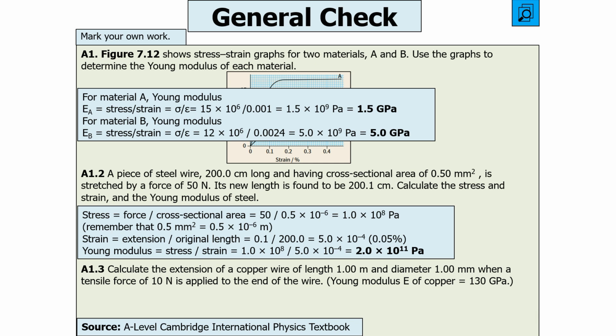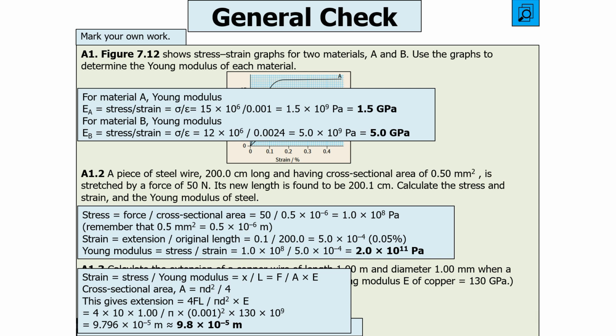We know strain is extension over the original length. So the extension is going to be 0.1 because it's going from 200.0 to 200.1 centimeters. We divide it by 200.0, the original length, and we get 5 times 10 to the minus 4. We don't need to change the units because it's a ratio, so they will cancel through. The Young modulus is then stress over strain, so we get 2.0 times 10 to the 11 pascals.